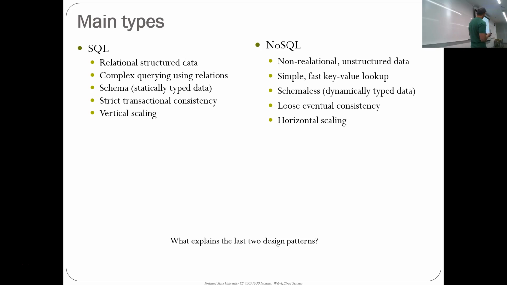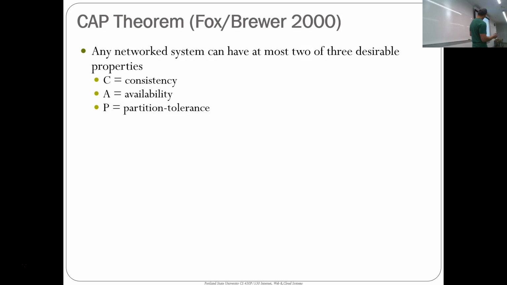Okay, so what is driving the fact that this gives you one class of consistency and scaling and this gives you another? Well, back in the early 2000s, there was this CAP theorem that was proposed. And the CAP theorem goes like this. It says any network system can have, at most, 2 of 3 desirable properties. It is impossible for you to do all 3 of these things.